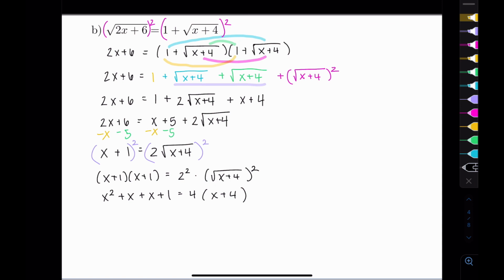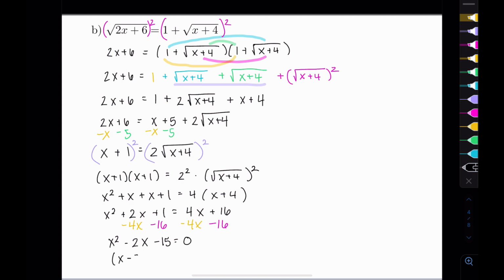We're sitting in a good spot. We just need to solve this resulting quadratic. So distributing out that 4 and condensing those like terms on the left, we end up with this equation. And now we've got to move everything to one side. So we subtract the 4x, subtract the 16, and that gives us x squared minus 2x minus 15 is 0.